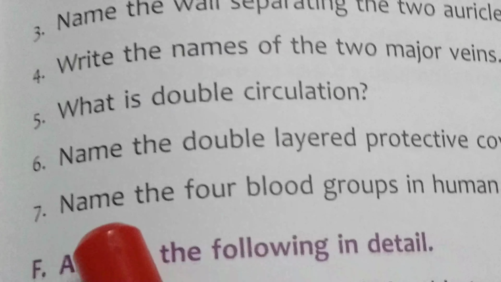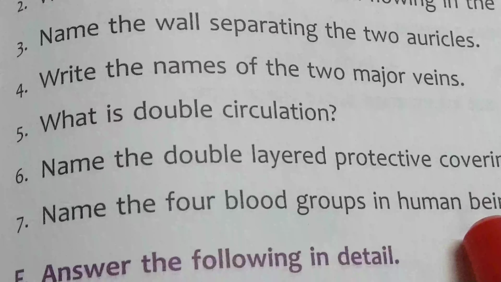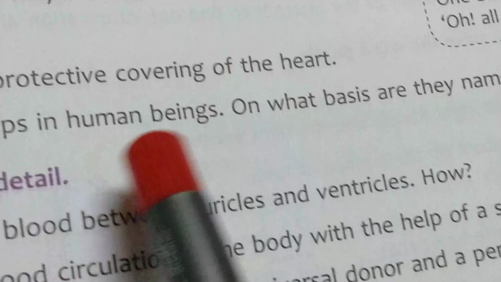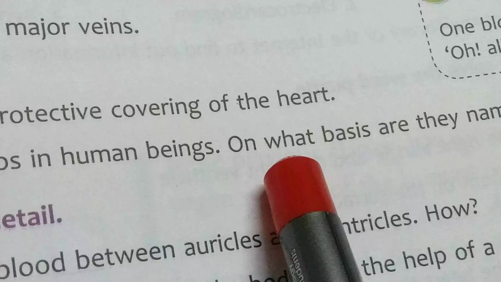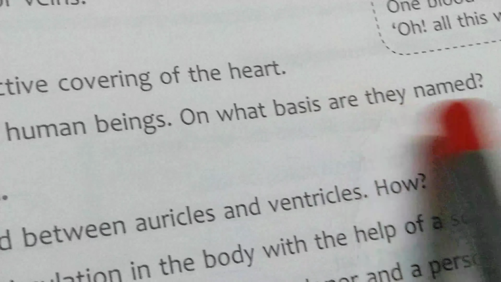पेरिकार्डियम. Name the 4 blood groups in human beings. The main 4 blood groups of human beings are A, B, AB and O. On what basis are they named? Depending upon the presence of antigen and antibody, they are named.